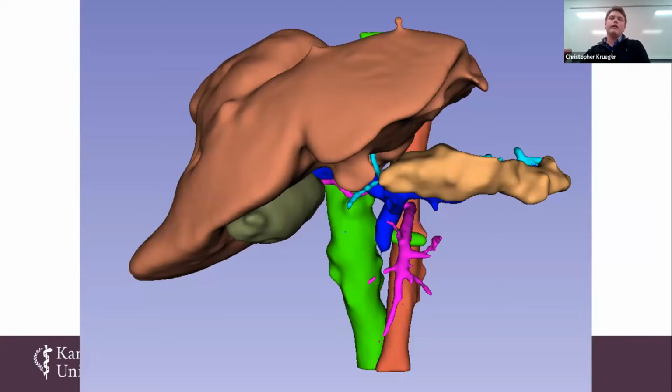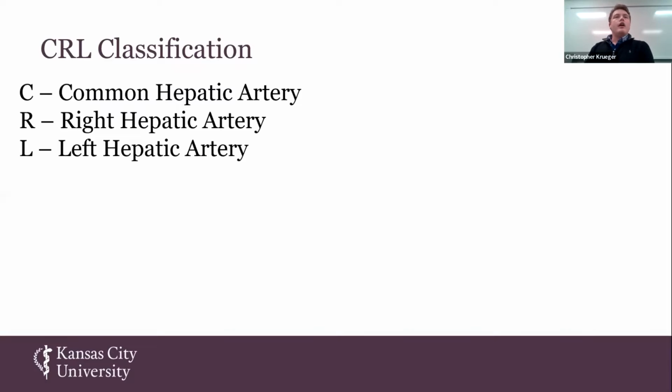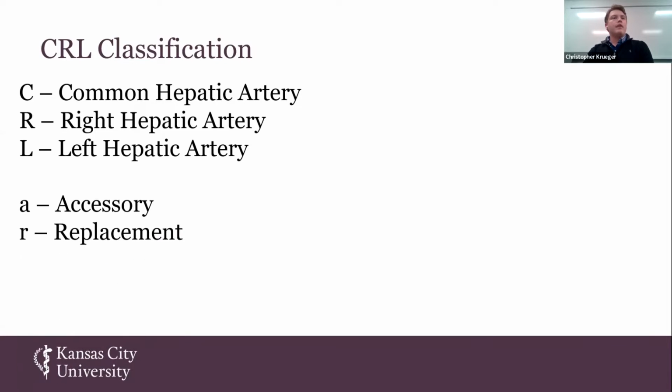So this is an idea of what you could be looking at. It clearly shows the liver, pancreas, and all the blood vessels, and I'll go through one of these a little bit later. So in order to classify, I use a CRL classification system, and I use the common, right, and left hepatic arteries, and I was concerned about where they branched off of. I was also looking for any accessory arteries, and an accessory artery is an additional artery supplying the same vascular area, and a replacement artery is an artery branching off the place you weren't expecting it to.